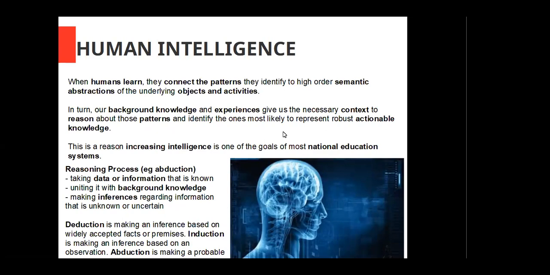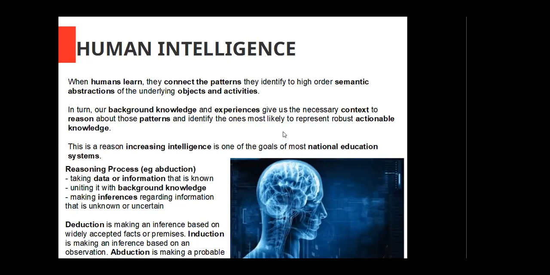When we learn, we connect patterns. They identify high order semantic abstractions underlying objects and activities. That's what is happening today. So I'm talking about intelligence. Some of you might not have heard some of the things I've said, but it's connecting to something that you already know. Those things that you already know are objects, or some of them could be actions. Semantic abstraction is higher meaning. So that's what we are learning.